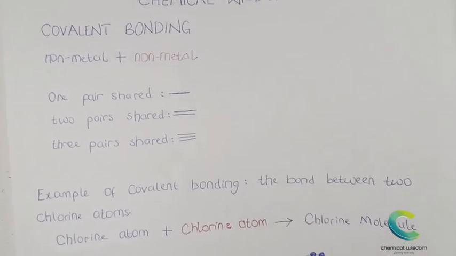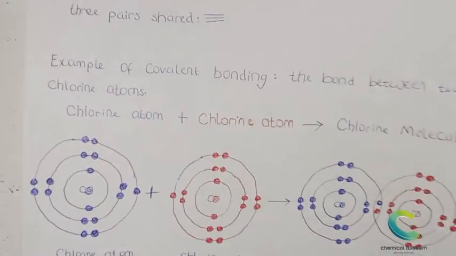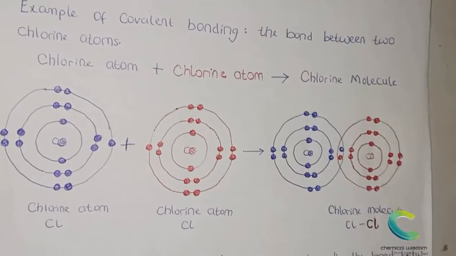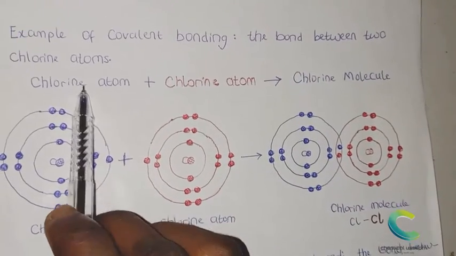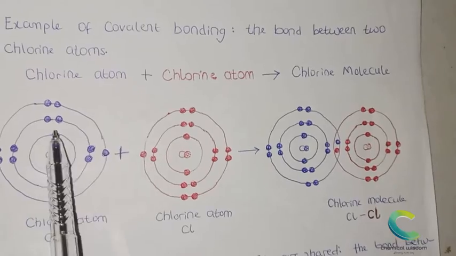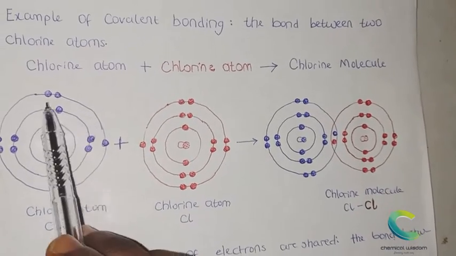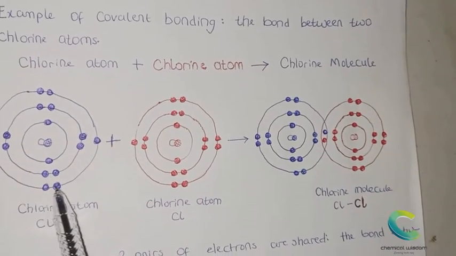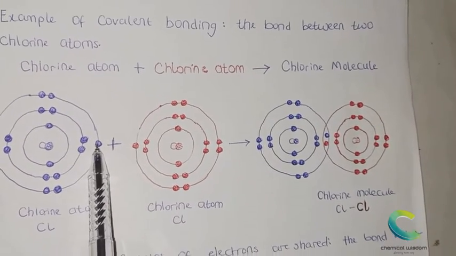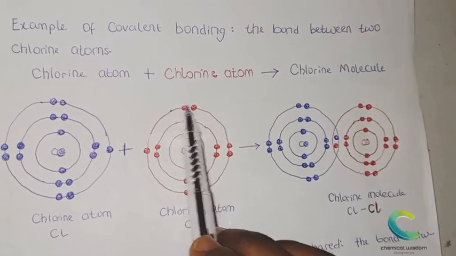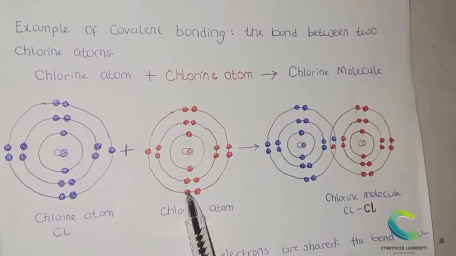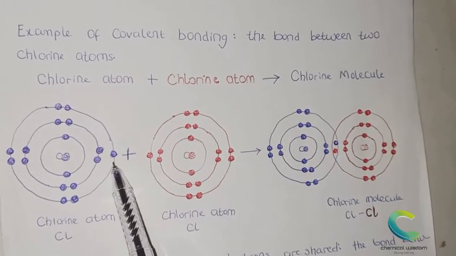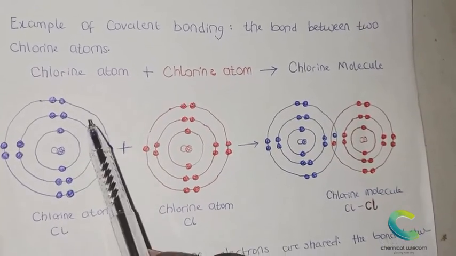A typical example of covalent bond is the bond between 2 chlorine atoms. We have the first chlorine atom and the second chlorine atom. This is the structure for the first chlorine atom. It has 7 valence electrons. You can count 1, 2, 3, 4, 5, 6, and 7. The second chlorine atom has 7 valence electrons: 1, 2, 3, 4, 5, 6, 7. So these two atoms need only a single electron to get their valence shell filled up.